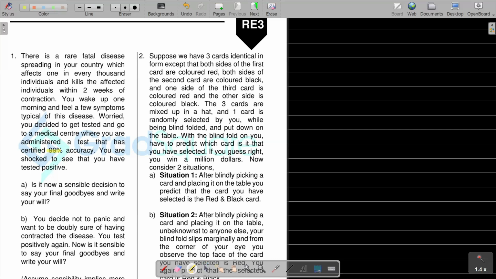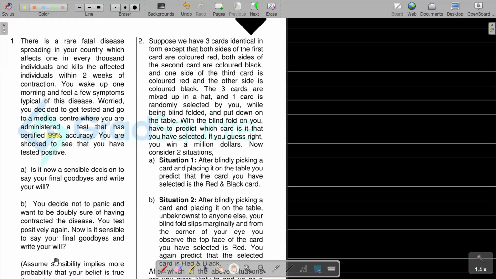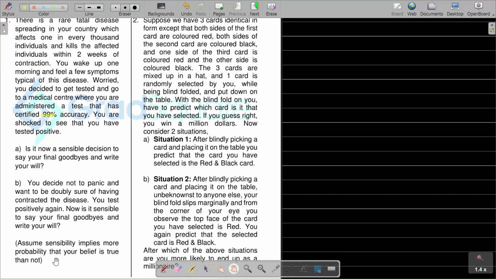People are clinging on to the 1% chance. By the way, I have given a sensible definition here at the end. Assume sensibility implies that there is more probability of your belief being true than not. So my belief is that I should write the will. So I should write the will means that the probability of me dying is more than 50%. If that is the case, then I should be writing my will. I should be saying my final goodbyes. So then how many yeses, how many no's? Majority are yeses. I'm still getting some no's.